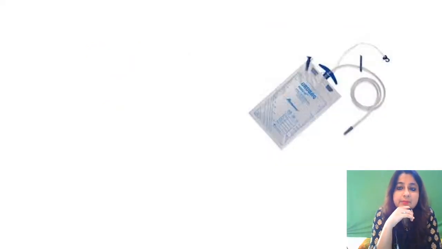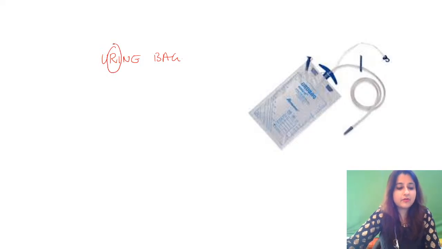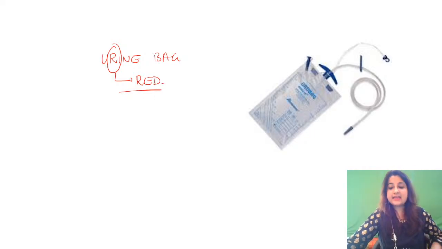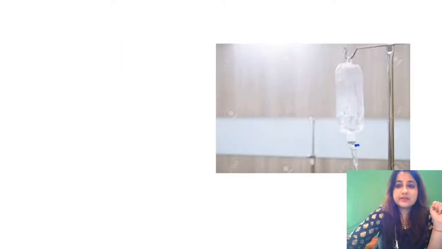What is this, everybody? This is nothing but a urine bag. Now, how can you remember urine bag? See, it has the letter R in it. All right. So since it has the letter R in it, it is going into a red color bag. Is that clear? Okay, very good, guys. Next one, let us see some more images. What do you think this is, everybody? Yes, urine bag goes into the red color bag.